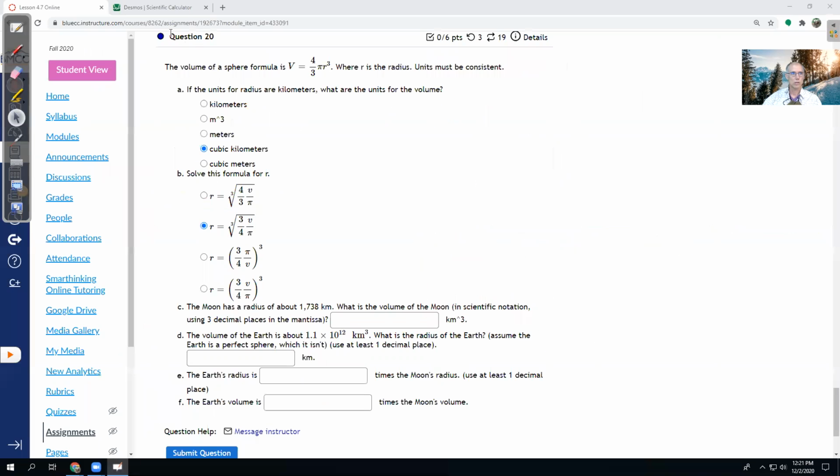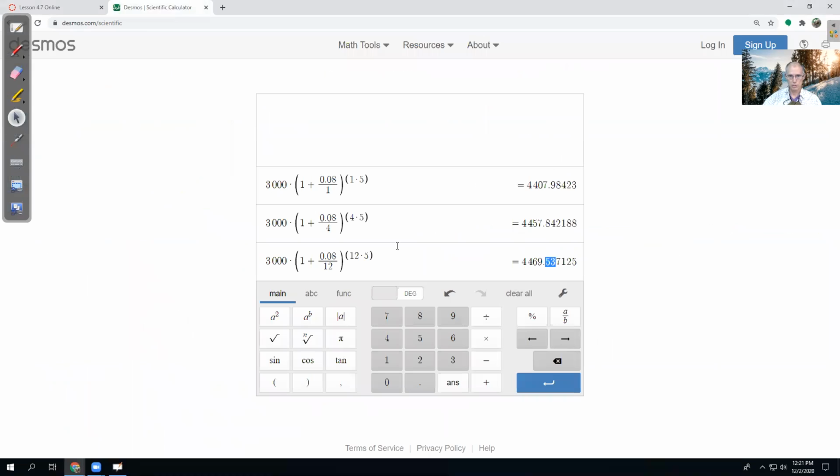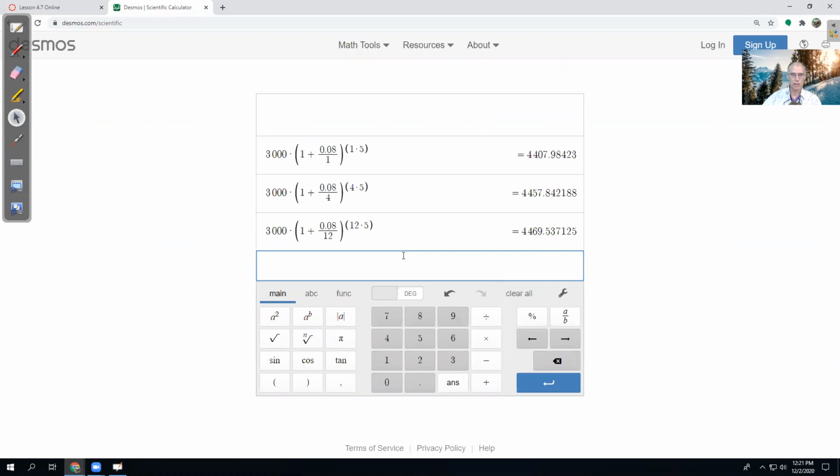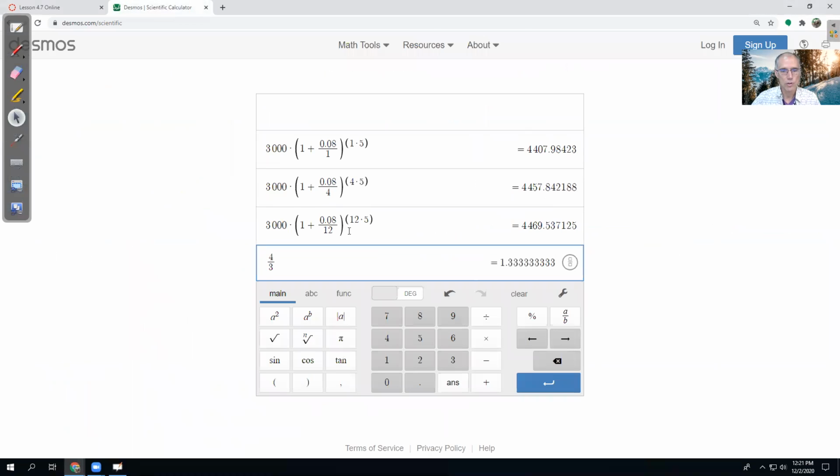So, Desmos, please get yourself a new line on your calculator. And I like that Desmos keeps track of it. My phone version does that too. 4/3, then arrow to the right, multiply by pi using the pi button, and then multiply by your radius, 1,738, and raise that to the 3rd power using the power button.